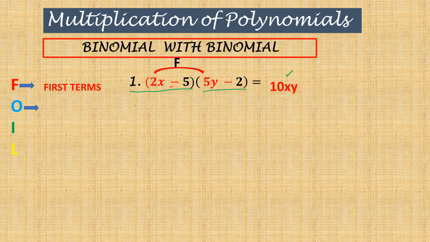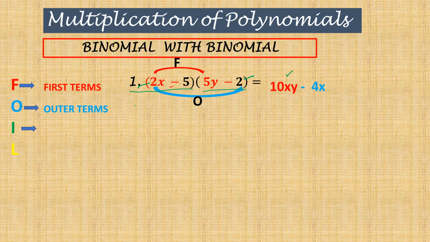O refers to the outer terms. So among the two sets, where are the two outer terms? The 2x and the negative 2 are on the outer part. If we multiply 2x times negative 2, they are the outer terms, and it will give you a negative 4x, because 2x times negative 2 gives a product of negative 4x.